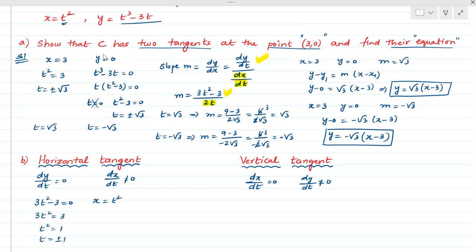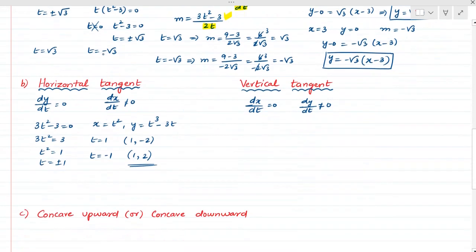So here we have x and y. The y value is t power 3 minus 3t. When I substitute t equal to 1, the x value is 1 and the y value is minus 2. When I substitute t equal to minus 1, you will get x equal to 1 again, and y becomes plus, therefore it is 2, so (1, 2). So these are the two points where you will find the horizontal tangent.